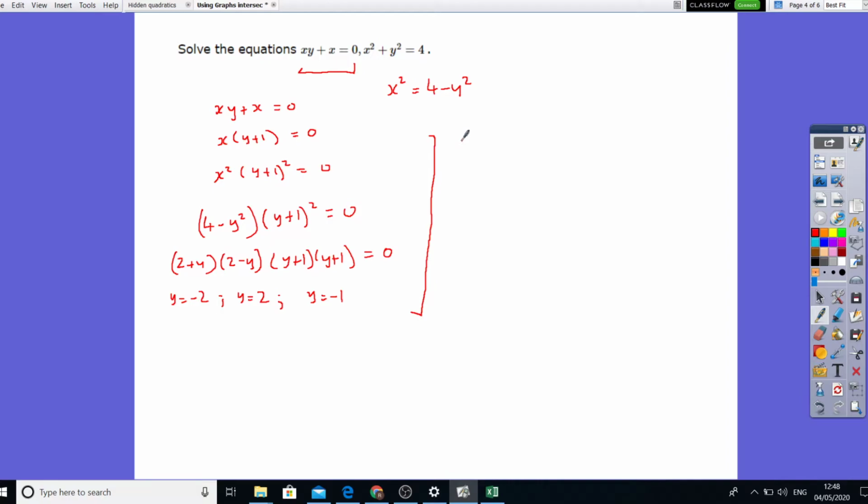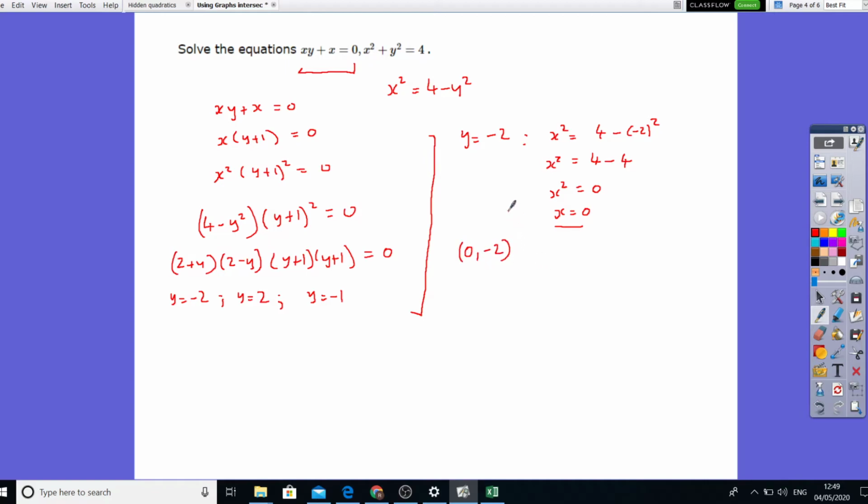So first of all, if y equals minus 2, then x squared can equal 4 minus 2 squared. So that can equal 4 minus, now if I square that, that will give me positive 4. So it's going to be minus 4. So x squared equals 0, and the square root of 0 is just 0. So x can equal 0. So we've got a root here where x equals 0 and y equals minus 2.